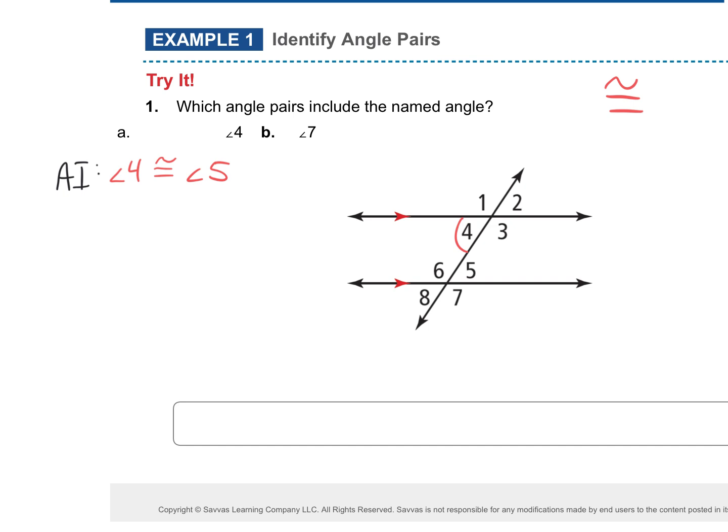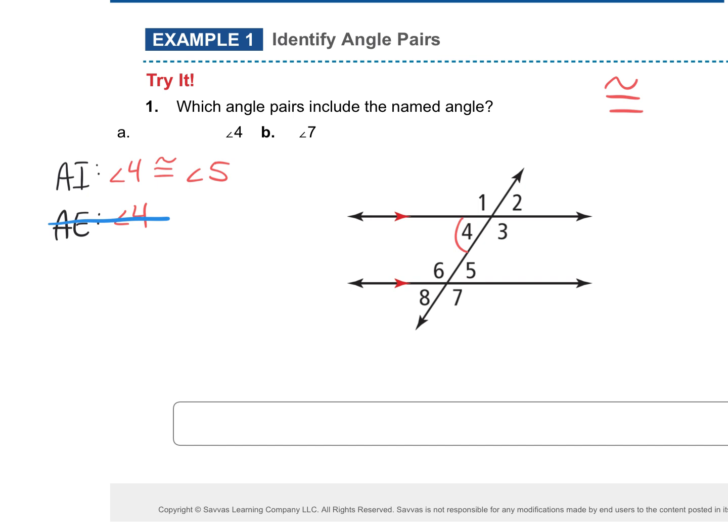Okay. Our next angle pair relationship, give me another one. Alternate exterior. So we're going just from angle 4. Does angle 4 have an alternate exterior? Why are you saying no? Right, because 4 is inside, so there is no such thing as an alternate exterior for 4.